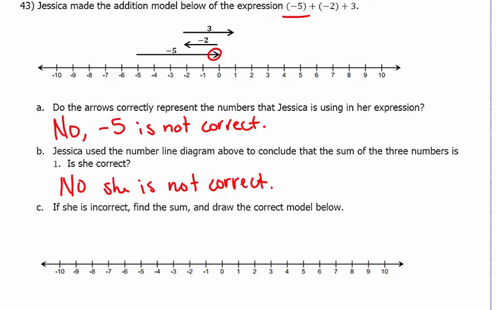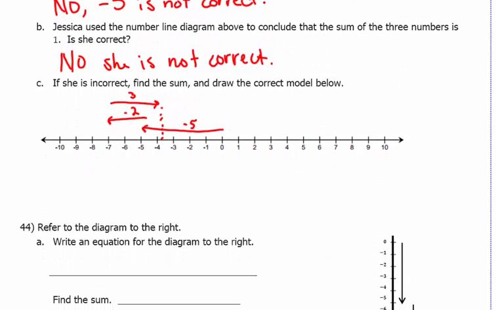If she is incorrect, find the sum and draw the correct model. So my model would be from 0, we're going 5 spaces to the left. That's the first one, so that was negative 5. And the next move was from there 2 spaces to the left because it's negative. So that's negative 2. And then from there we're going 3 to the right because it's positive. So this would be the correct model. And I end up at, if you notice, I'm off a little bit, but it's at negative 4.